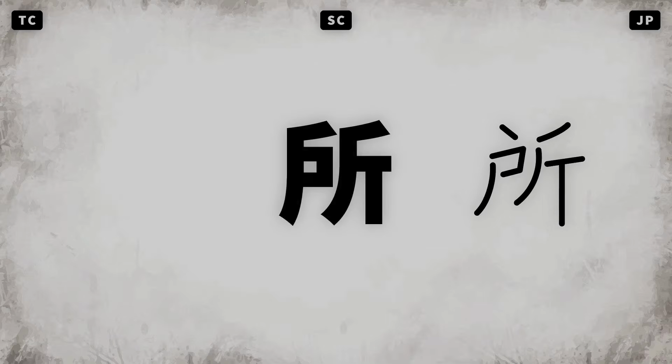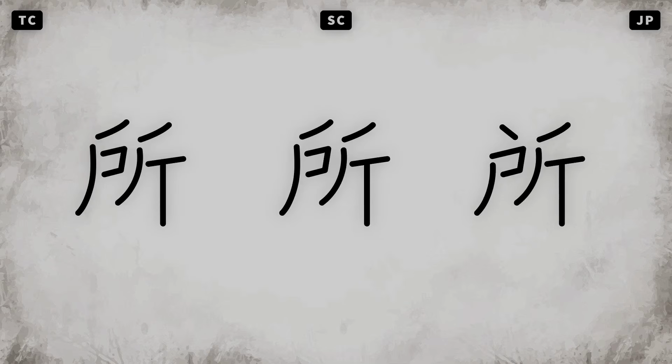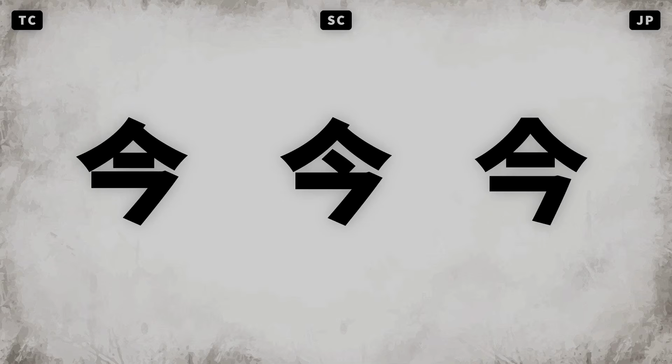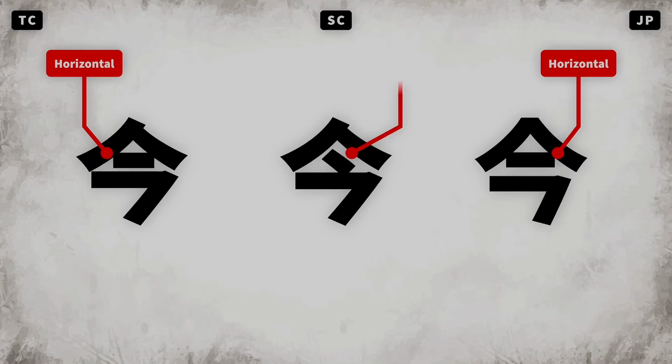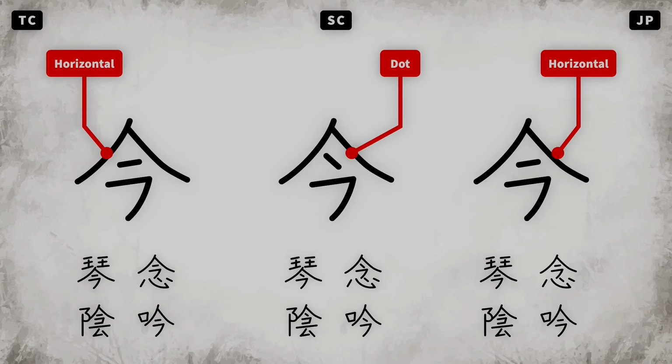However, the simplified form of this character is actually identical to the traditional form, both in print and in handwriting. A similar case is this character, meaning now, which has a horizontal line in traditional Chinese and Japanese, but a slanted dot in simplified Chinese. The handwritten forms are consistent with the printed ones, but I have absolutely seen a dot used in Japanese handwriting too.